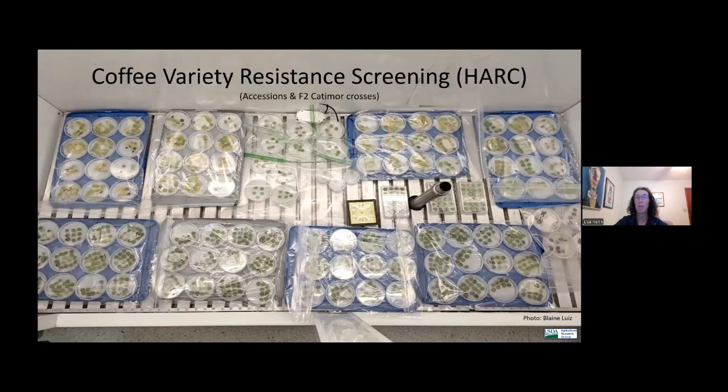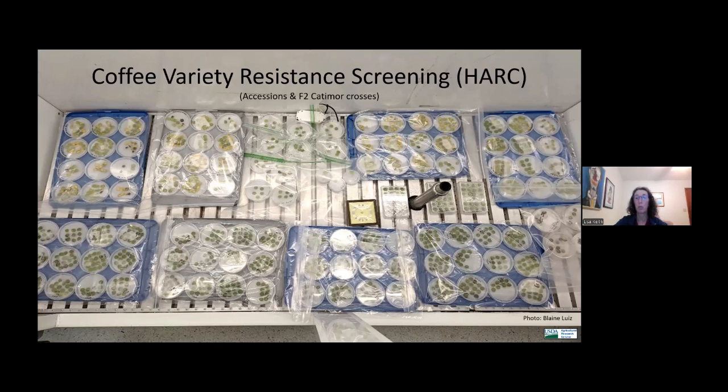Okay, so as I mentioned, our partners on Oahu with HARC, Dr. Nagai, actually started a CLR breeding program in the late 80s, early 90s. And this was taking all of the farmer favorite accessions for each island, like Kona Typica here on Hawaii Island or Kauai on Maui, and crossing them with CLR resistant Catimors.